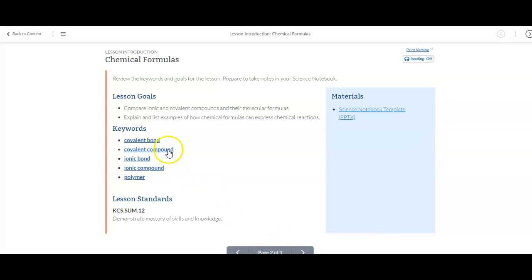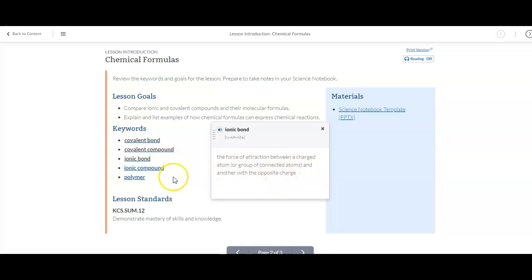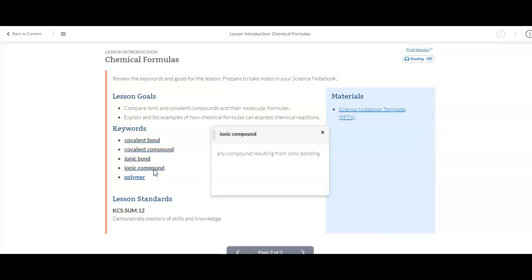So as we get started, we have some keywords to put in our notes. A covalent bond is a bond in which electrons are shared between the bonded atoms. A covalent compound is a compound resulting from a covalent bond. An ionic bond is the force of attraction between a charged atom or a group of connected atoms and another with an opposite charge. So remember, opposite charge is the key word here. An ionic compound is a compound resulting from ionic bonding. And a polymer is a molecule consisting of repeating chemical units.